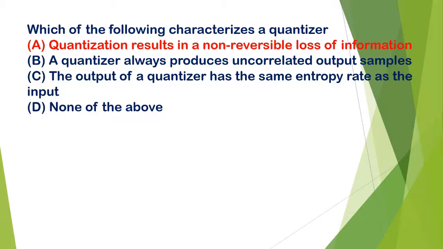Which of the following characterize a quantizer? A. Quantization results in a non-reversible loss of information. B. A quantizer always produces uncorrelated output samples. C. The output of a quantizer has the same entropy rate as the input. D. None of the above. And the correct option is A.